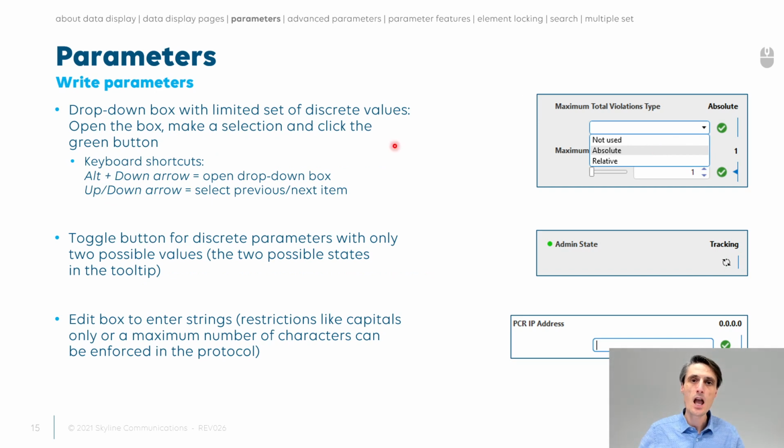A quick shortcut. If we are talking about the discrete parameter, remember the discrete parameter is something with possible values like on, off. In this case, we have absolute, not used, relative possible values here. So we can choose it from a drop-down, make our choice and apply it to the equipment or the device. If there are only two possible values, like on-off or tracking, no tracking in this case, you can actually use a toggle button. So that allows you to switch between on and off. That's a more compact way of visualizing it.